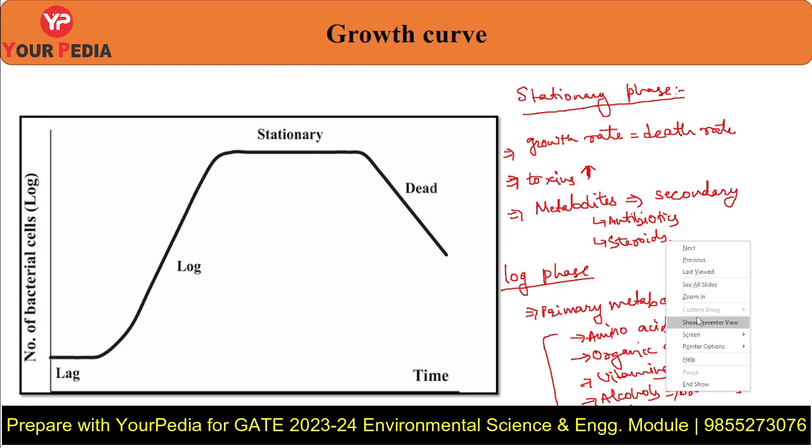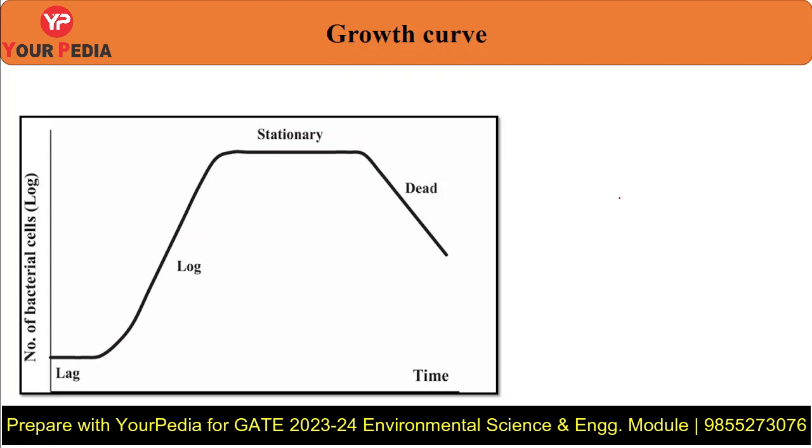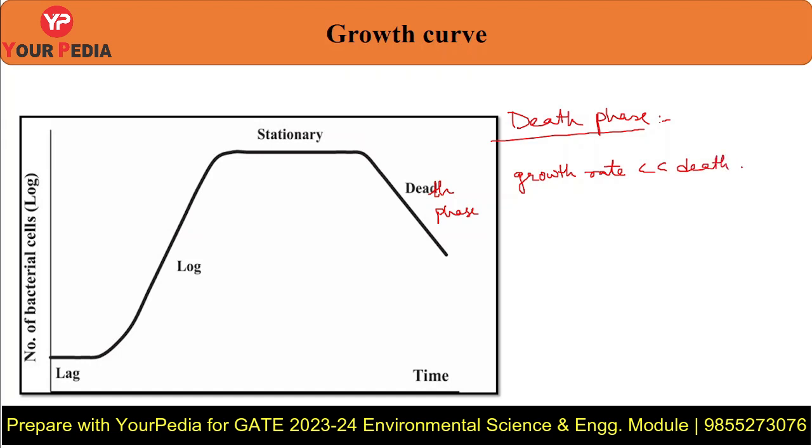After the stationary phase, we enter the so-called death phase. In the death phase, the growth rate drops and it gets lesser than the death rate of the microbial cells. This death rate is also exponential.